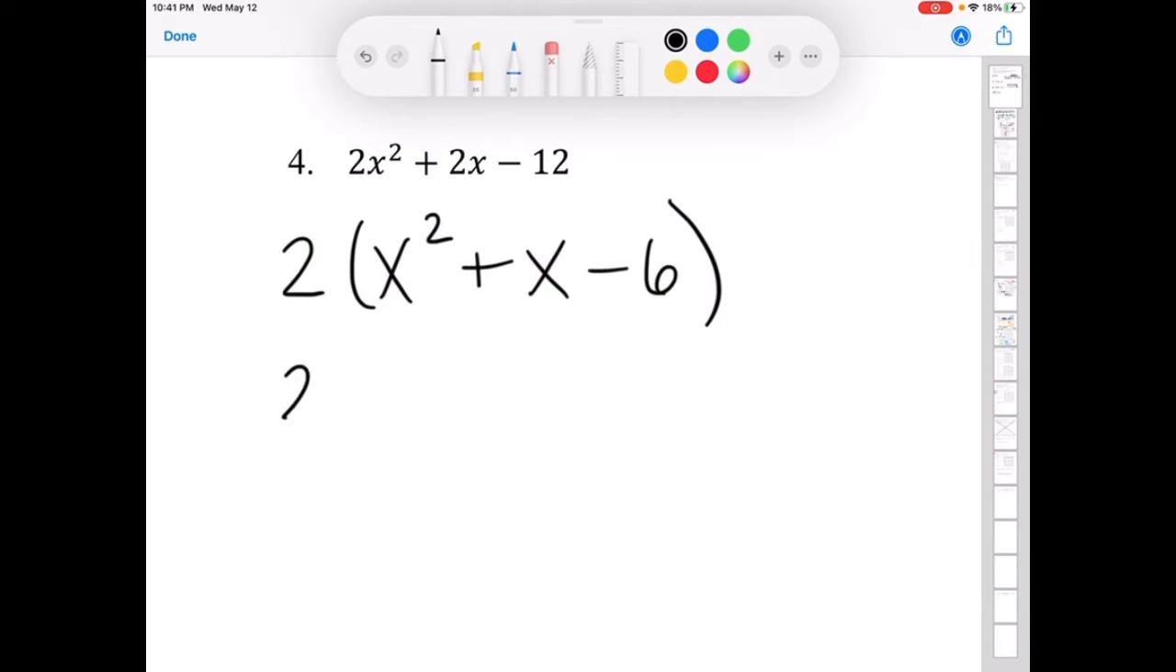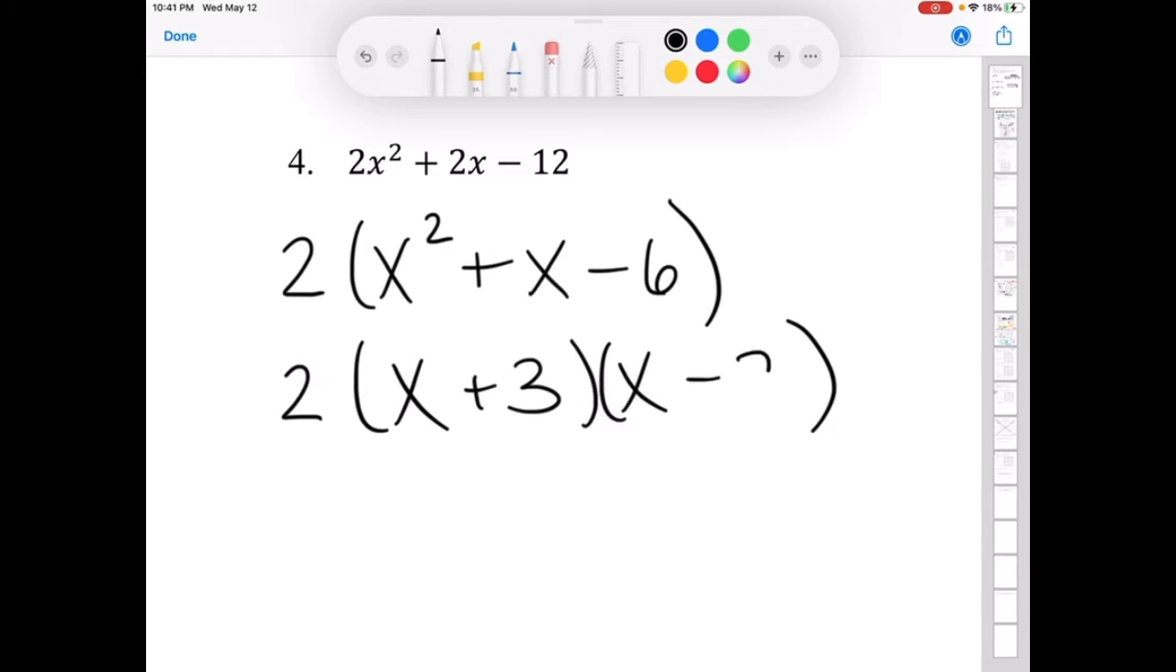Here, we just have to remind ourselves we're not done here because we still need to factor out the expression that's in the parentheses. So here, I'm going to have plus 3 and minus 2 because 3 times negative 2 gives me negative 6, but 3 plus negative 2 gives me that 1 in the middle.